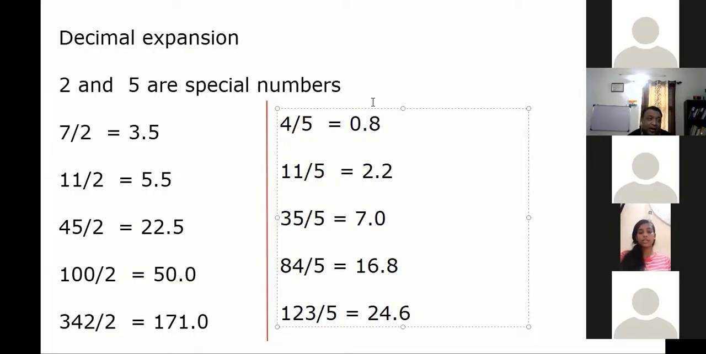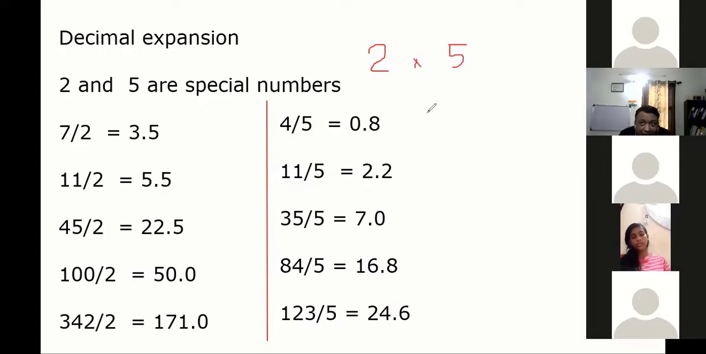Yes, sir, got it. And that is why I say, any number whose denominator has 2 or 5 or both will always terminate. I'll repeat: any fraction, कोई भी fraction लो, any fraction. If the denominator has 2 or 5 or both, it will definitely terminate. That is the rule. That is the concept.